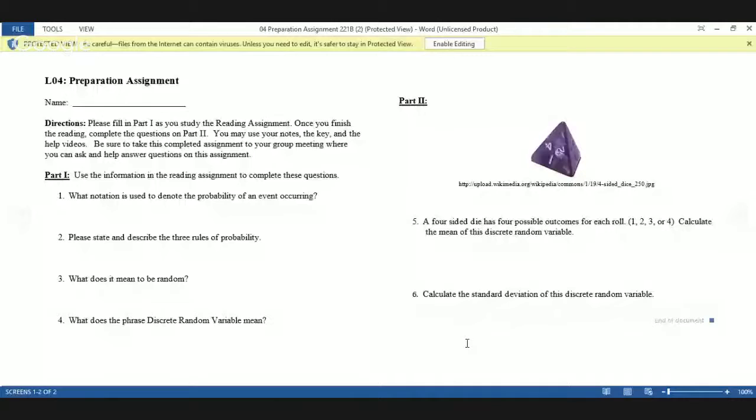Okay, guess I can screen share. All right, so for part 2, question 5 says, a four-sided die has 4 possible outcomes for each roll, 1, 2, 3, or 4. Calculate the mean of this discrete random variable.